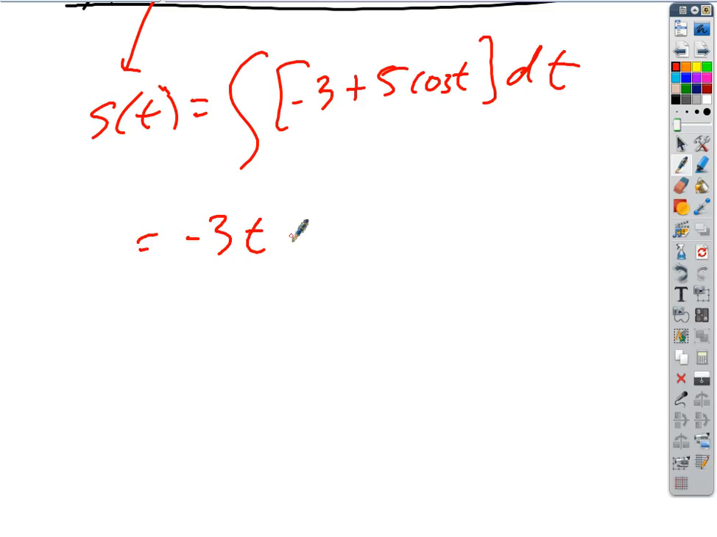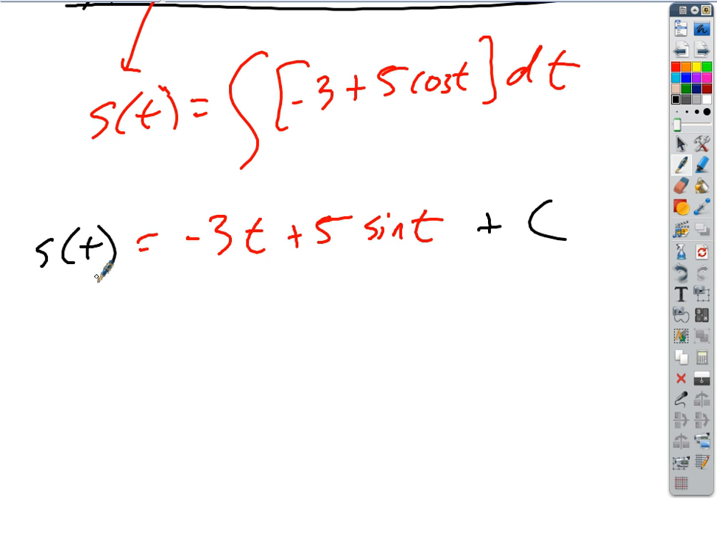So we've got this plus 5 sine t. It's doing the work, right? And we have the standard forms, but it's almost as easy just to reverse the differentiation process. And then we've got to add our plus c. Just a formality. So there's s of t.